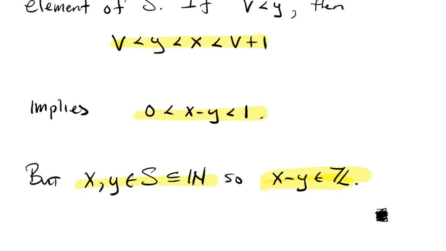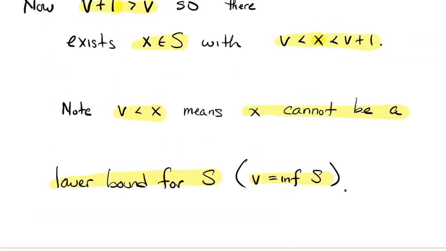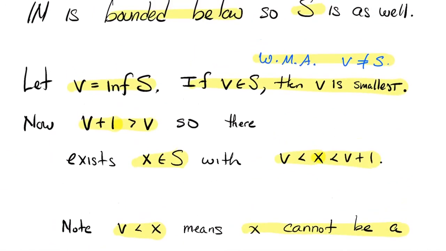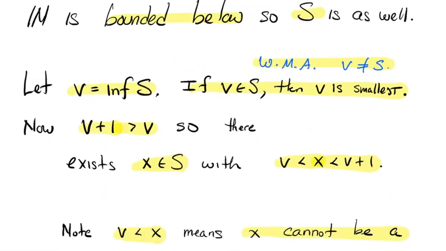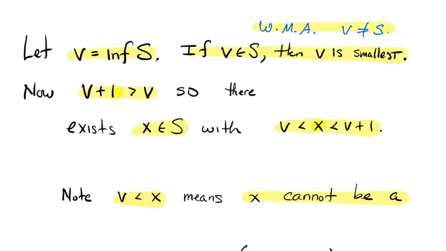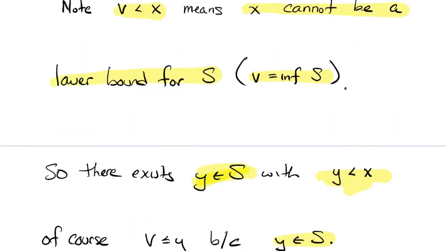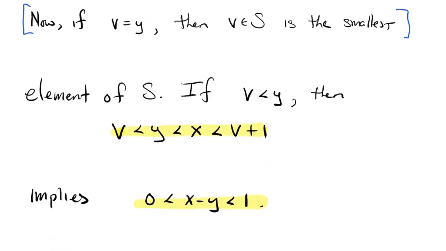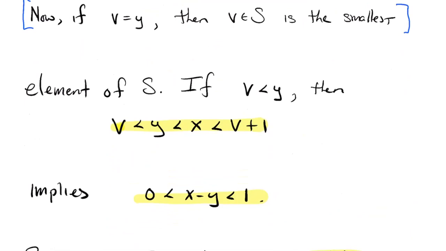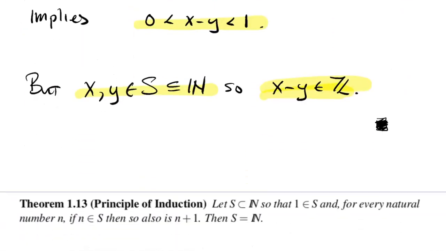What did we contradict? We contradicted our assumption. We contradicted the assumption that S has no smallest element. Sorry, I lost my train of thought there. So that's the proof of the well-ordering principle. Every non-empty subset of the natural numbers has a minimal element. There's an element in that subset that's smallest.